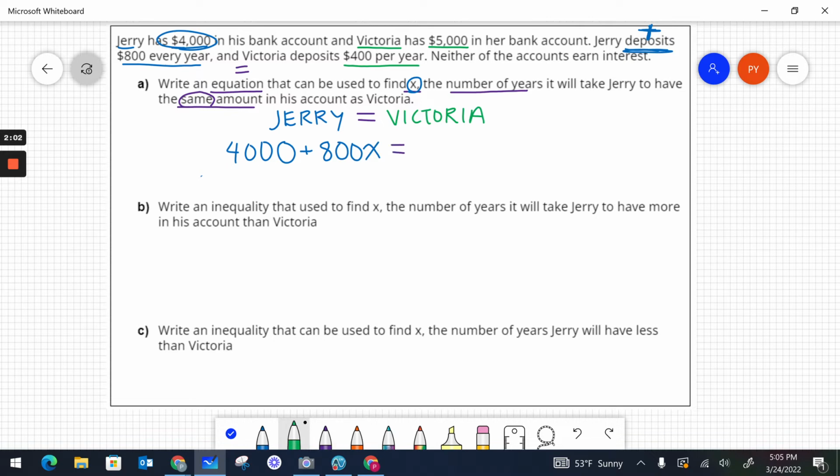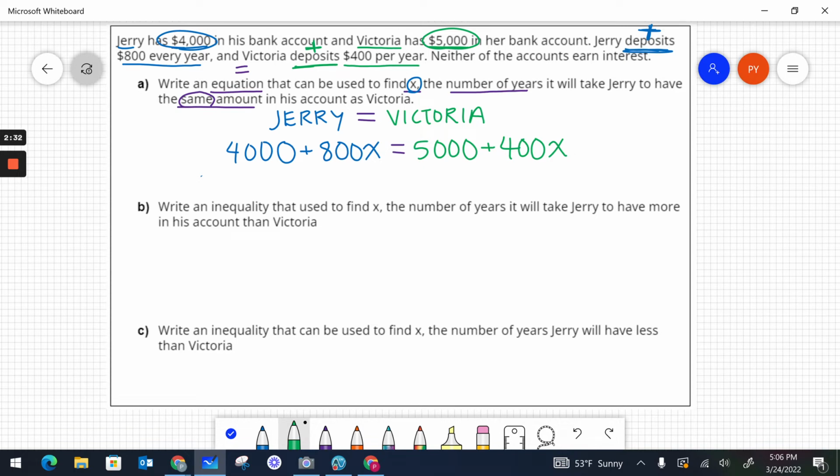Let's go back to the text to see what we know about Victoria. Victoria starts with $5,000 in her account, so we have $5,000. And then she deposits, so she's going to add in $400 every year. So $5,000 plus the $400 every year. X is the number of years, so 400 times x. And this is the equation for Jerry and Victoria to be the same.